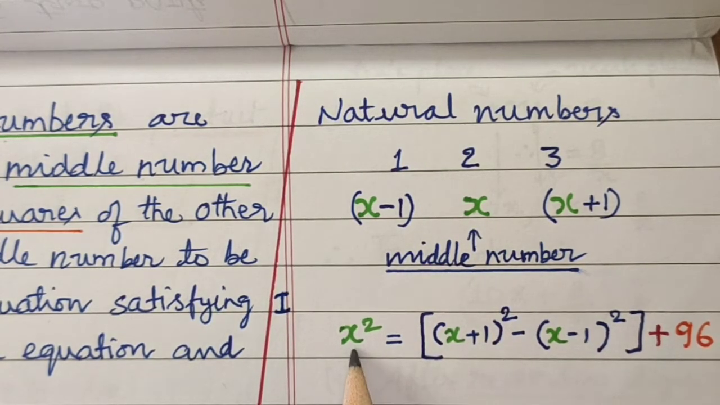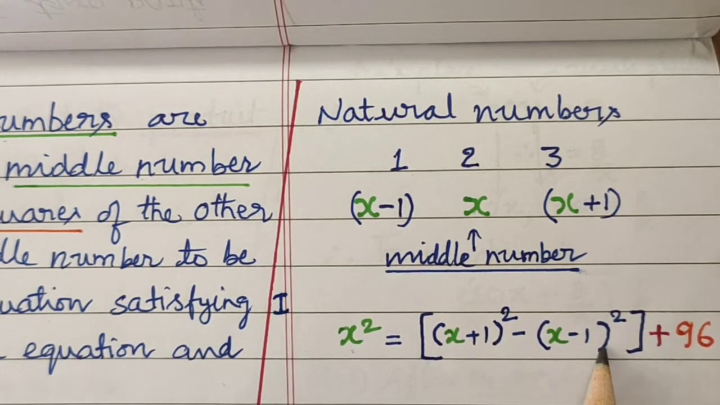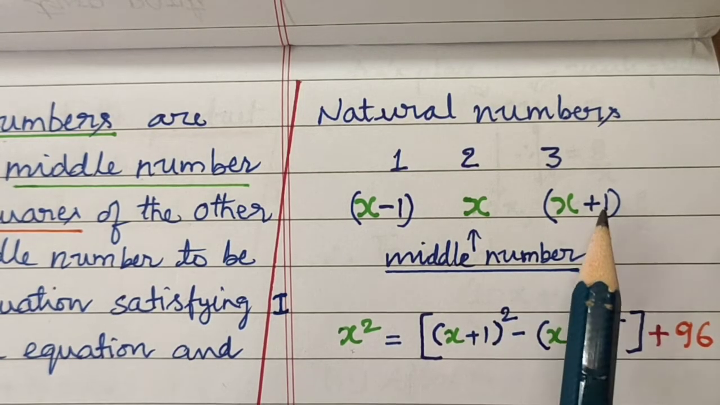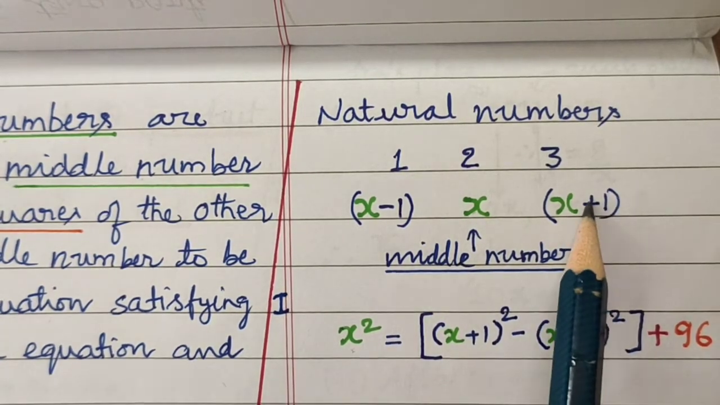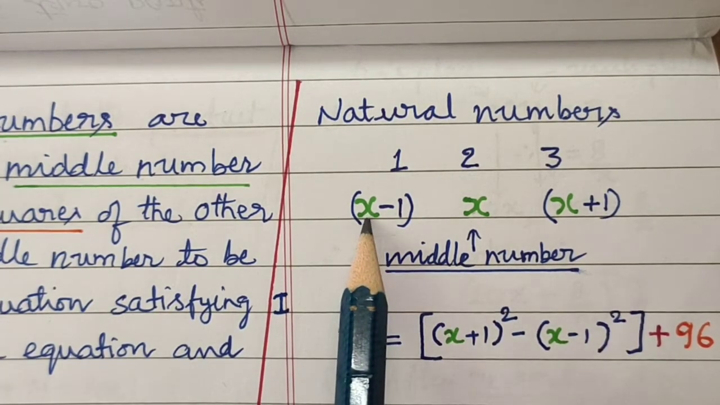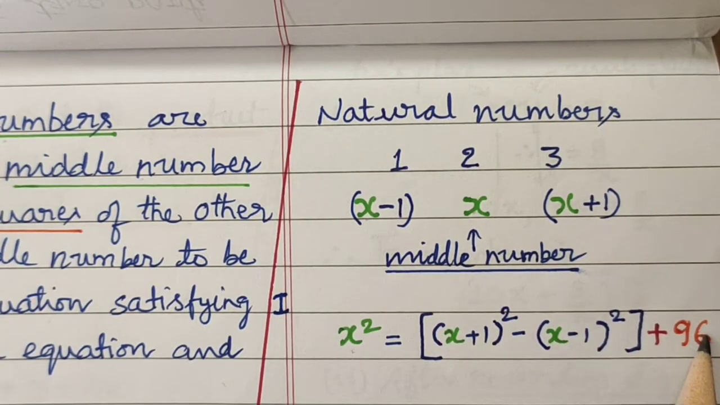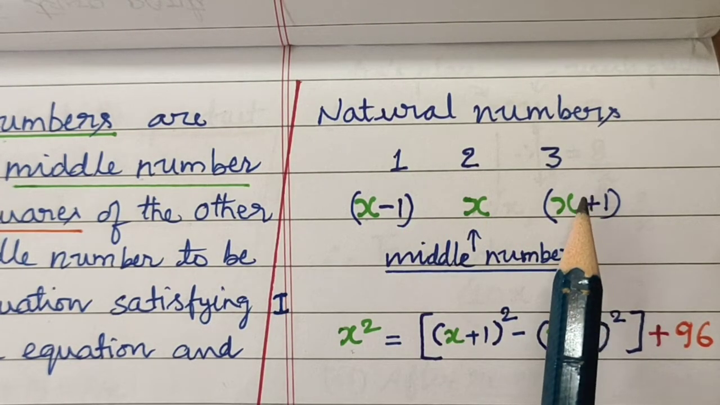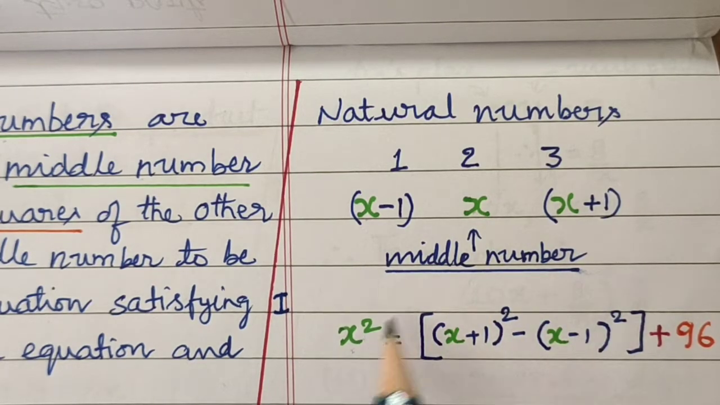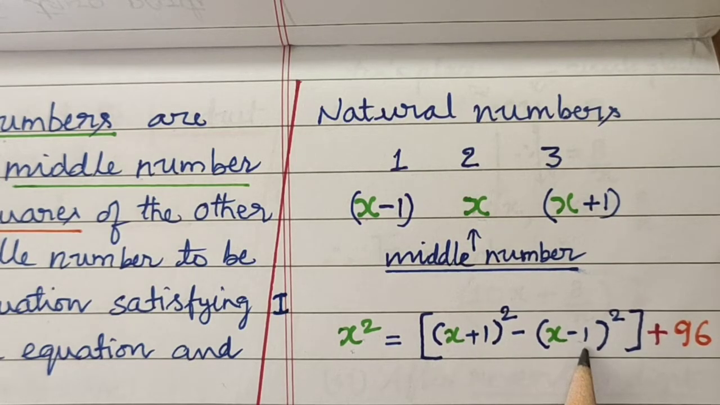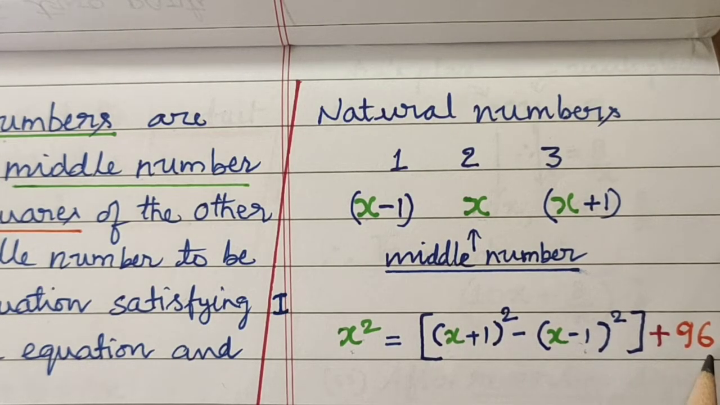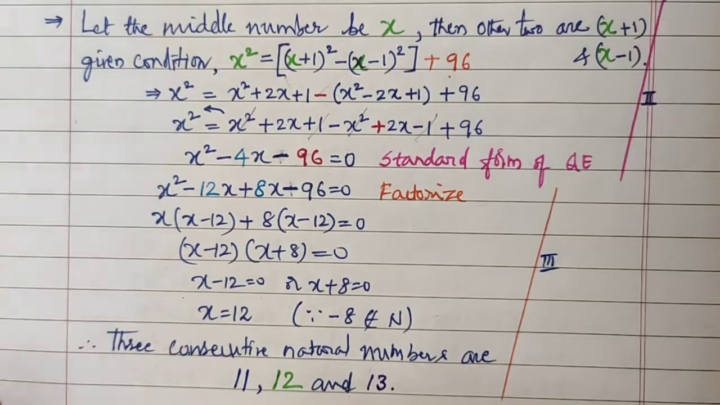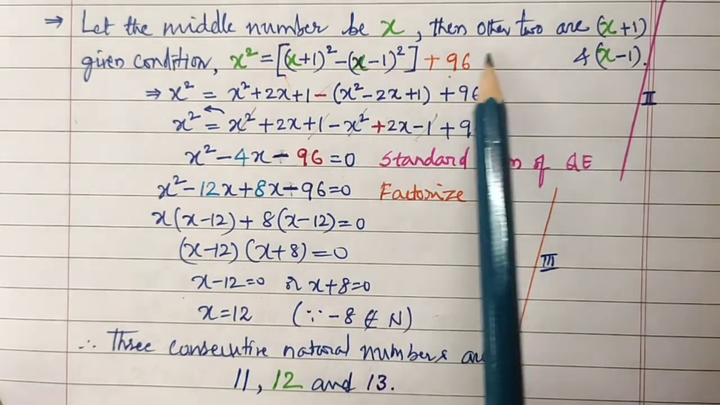The square of the middle number exceeds the difference of the squares of the other two. The square of one natural number and the square of the other natural number exceeds by 96. There are 3 consecutive numbers. The condition is such that the square of the middle number exceeds the difference of the squares of the other 2 numbers by 96.